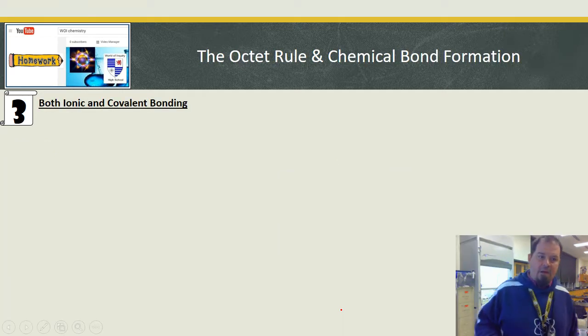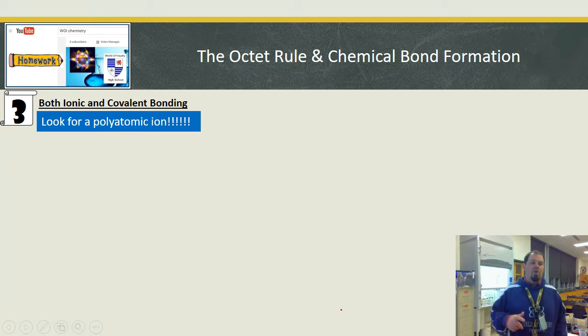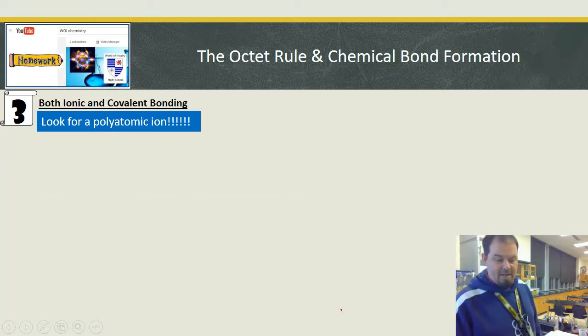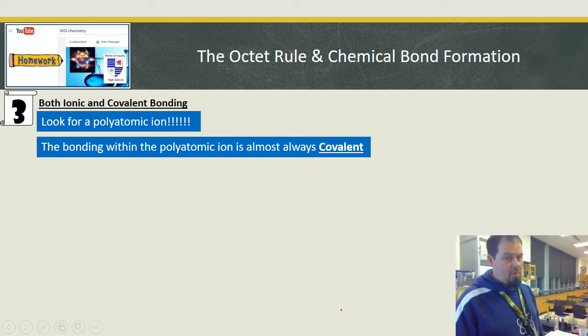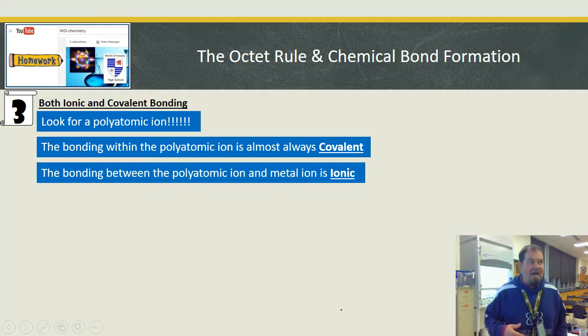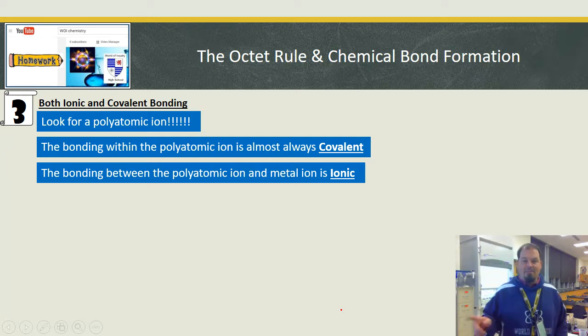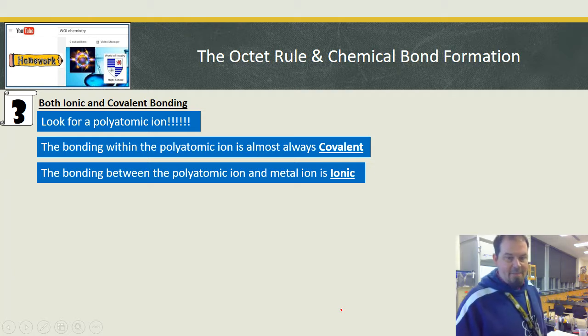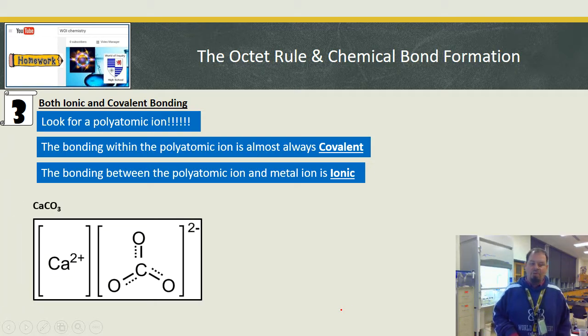Okay? Now, if both ionic and covalent bonds are present, you are looking for a polyatomic ion. This is a classic Regents question. Okay? The bonding within the polyatomic is almost always covalent. They're always nonmetals, but they've collectively lost or gained an electron. Okay? And then the bonding between the polyatomic ion and a metal is where the ionic bonding happens. So both are present, and here is a picture and how we draw it.